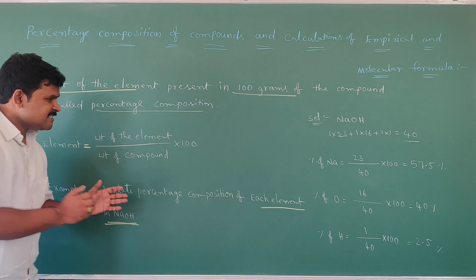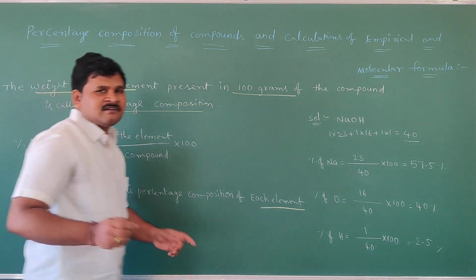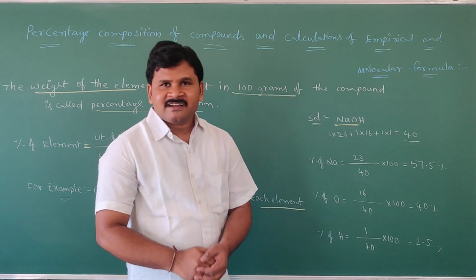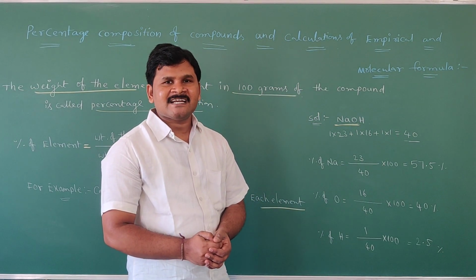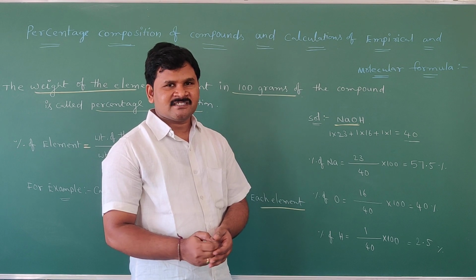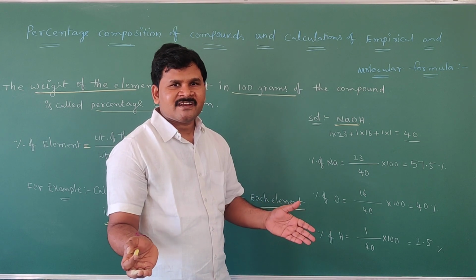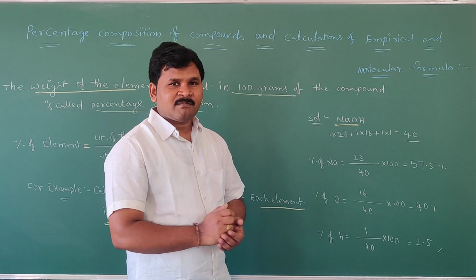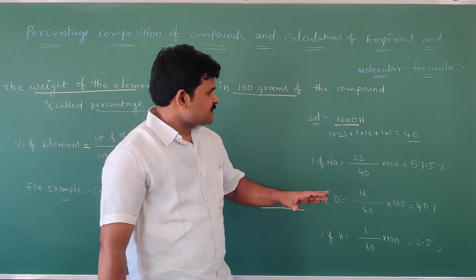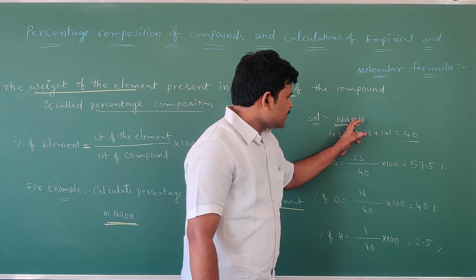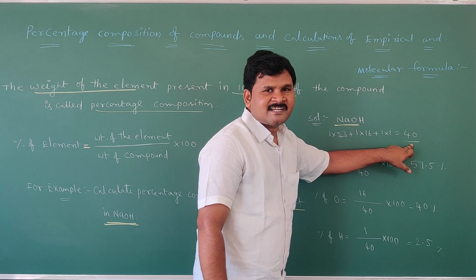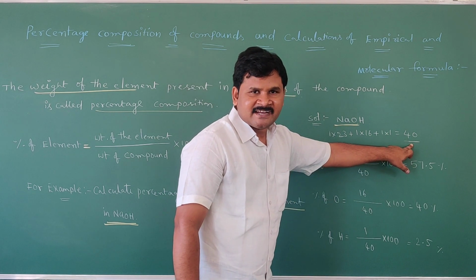To calculate percentage composition of each element, first we have to calculate the molecular weight of NaOH. Already in previous videos we discussed how to calculate molecular weight. If you calculate the molecular weight of NaOH, we will get 40. This is the molecular weight of NaOH.